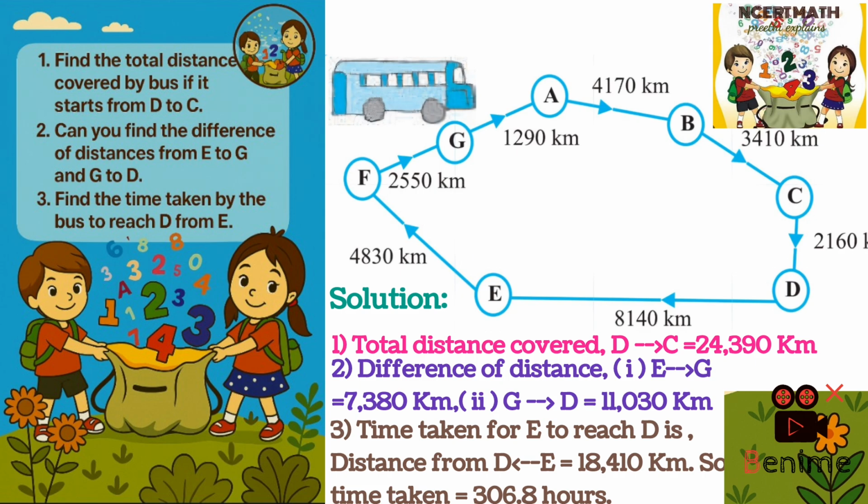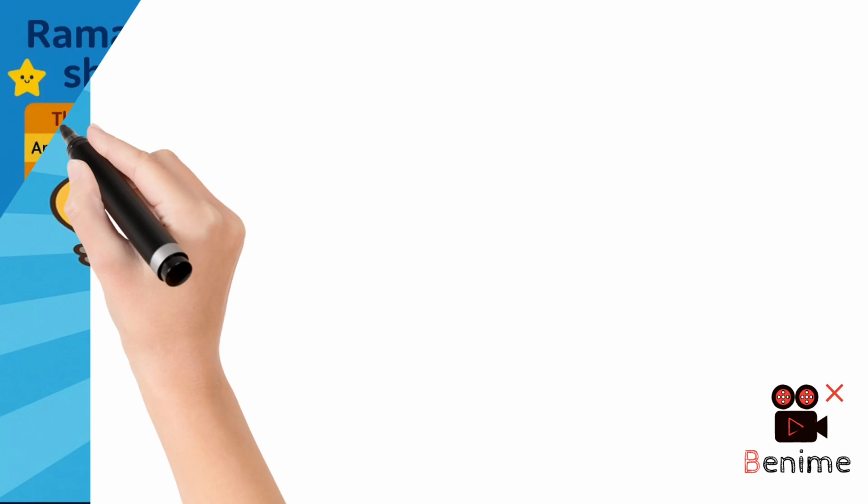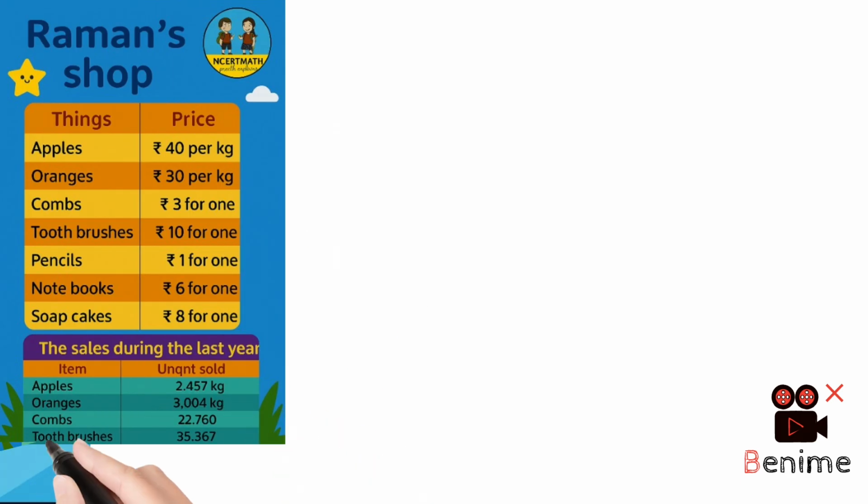They have also asked for the time taken to travel from E to D. Time taken is equal to distance divided by speed. Here the distance is 18,410 divided by the speed of 60 km per hour. The time taken will be 306 hours 48 minutes, or otherwise 306.8 hours. The second question is they have given two tables.